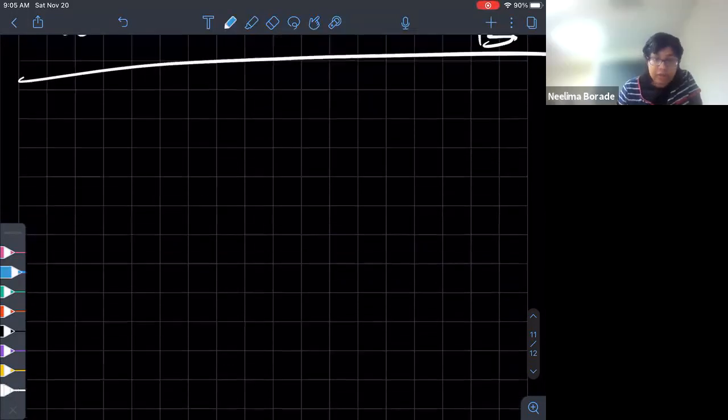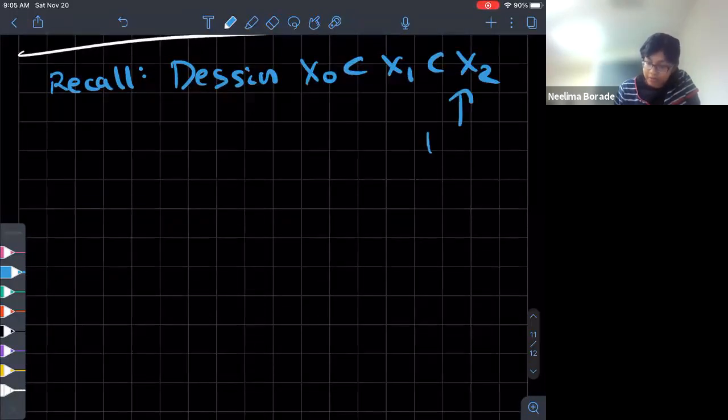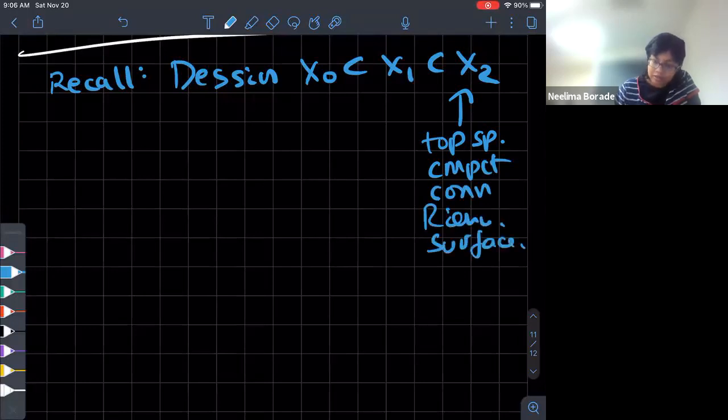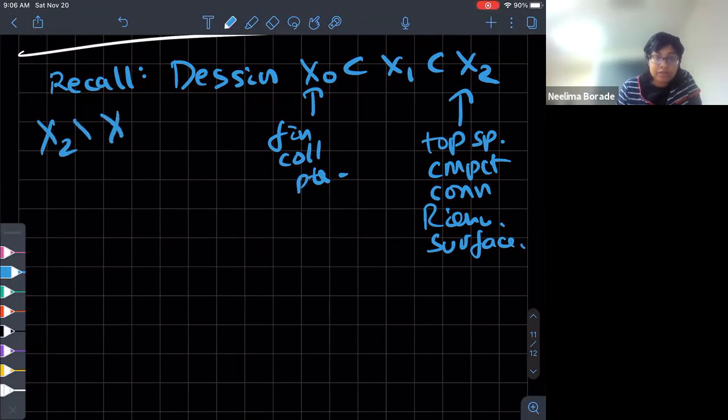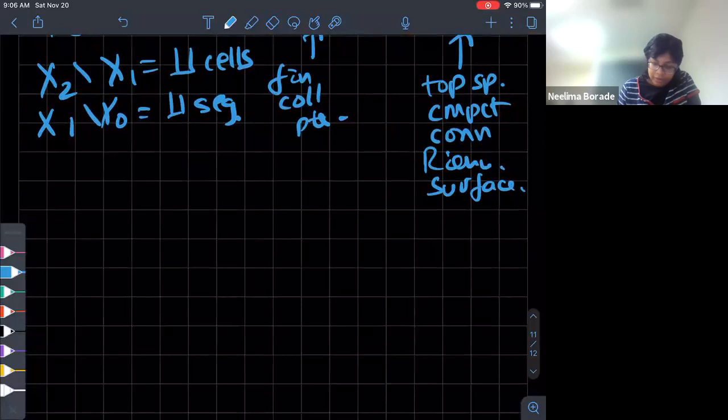So let's quickly recall, just so I don't use confusing notation. We'll write a Dessin as this triple, where this is some nice topological space that corresponds to some compact connected Riemann surface, and then this is a finite collection of points. And then you have that the differences are nice. So x2 minus x1 is some disjoint union of open cells, and x1 minus x0 is a disjoint union of segments. Okay, and now we are going to specialize to x2 equals a sphere.